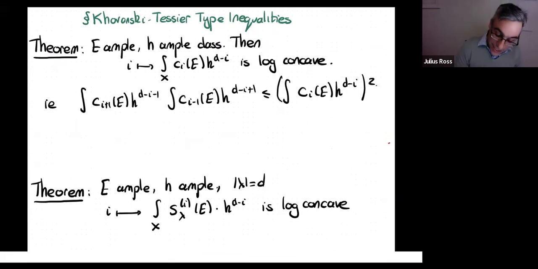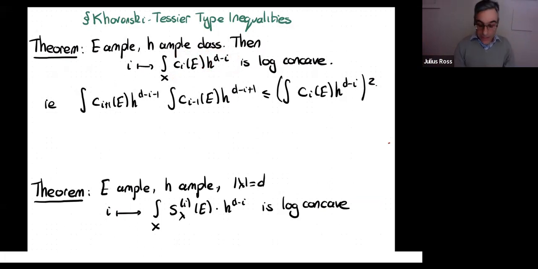So you can consider the most natural thing in terms of characteristic classes: you take the ith Chern class of E, and then you wedge it with enough copies of H to give you a number, and integrate over X, right? So for each i, you get a different number, right? And the statement is that this is log concave as a sequence, right?